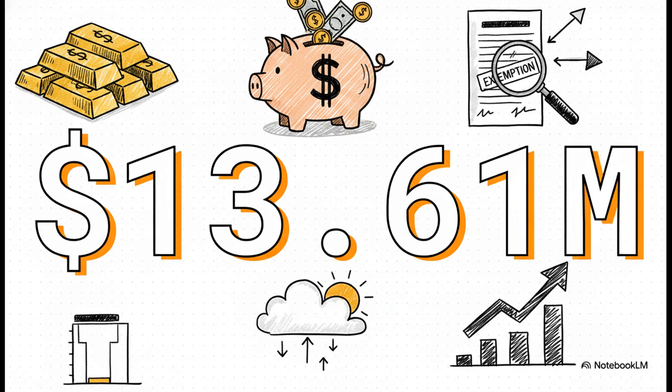To put the sheer scale of the exemptions we're dealing with right now into perspective, look at this number. $13.61 million. That is the massive 2024 estate and gift tax exemption. An exemption is just an amount completely excluded from income, and while most personal exemptions vanished a few years ago, this one is still a massive planning opportunity for your high net worth clients.